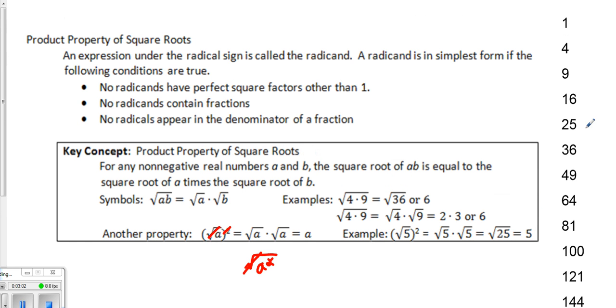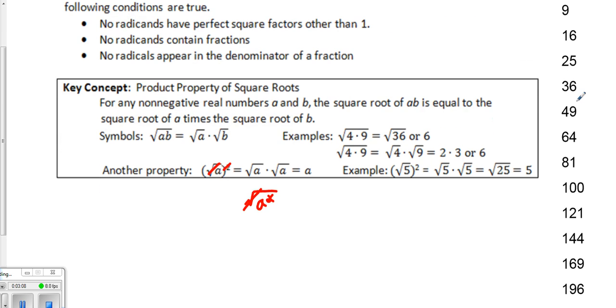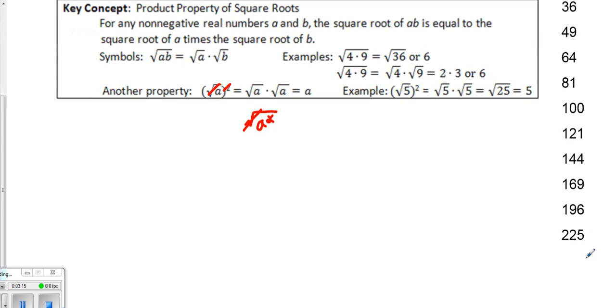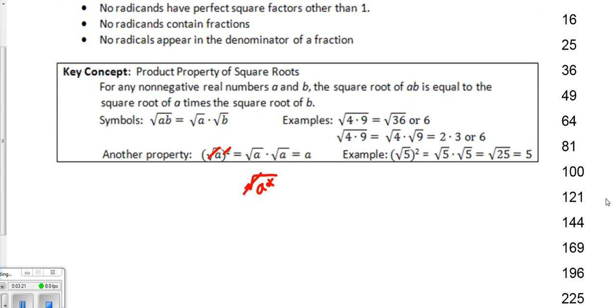Now on the side of your paper somewhere, I want you to write these numbers down. 1, 4, 9, 16, 25, 36, 49, 64, 81, 100, 121, 144, 169, 196, and 225. Now what are those numbers? Why do I want you to write those down? Those are all the square numbers.